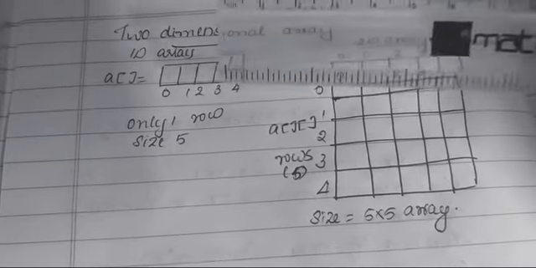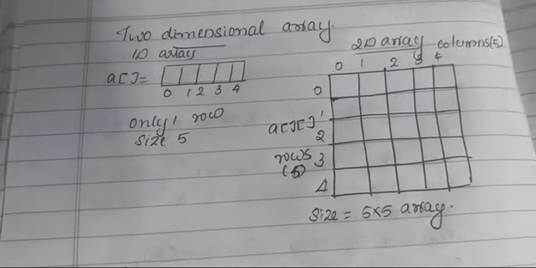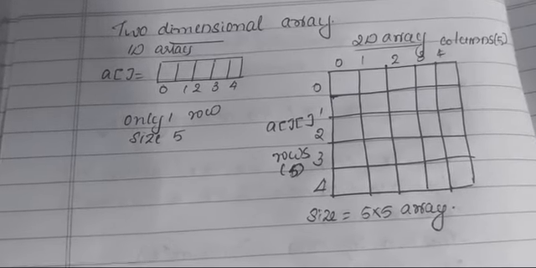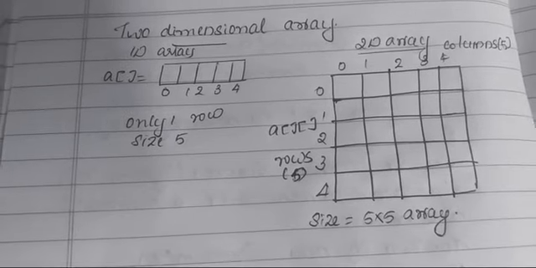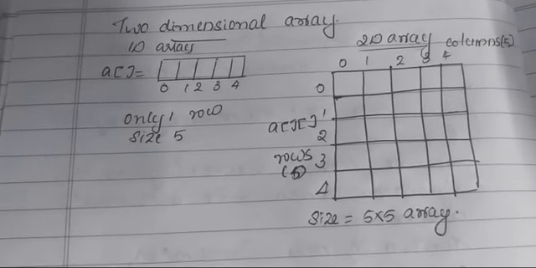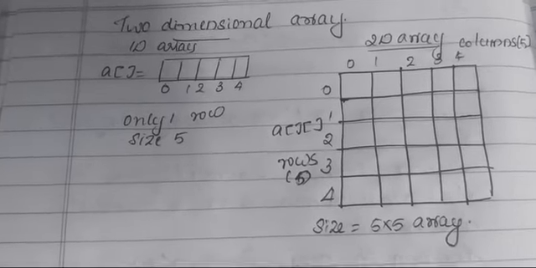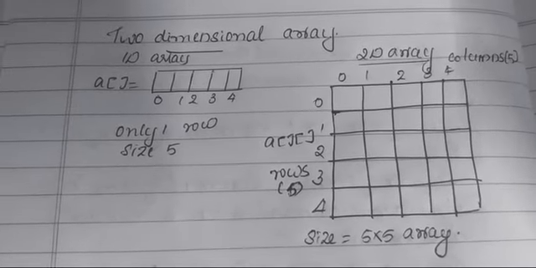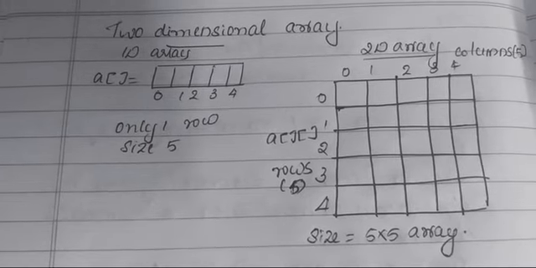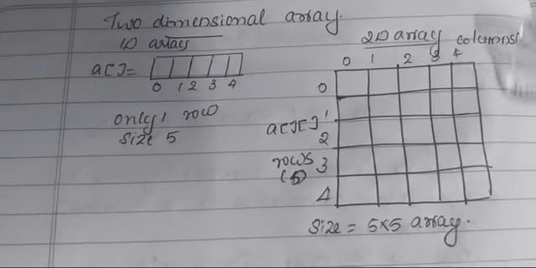Okay. Similarly, the two-dimensional array. So what is a two-dimensional array? That is an array with a row and a column value, an array with multiple rows and column values. That type of array is known as a two-dimensional array or multi-dimensional array. So this is an example of a multi-dimensional array.